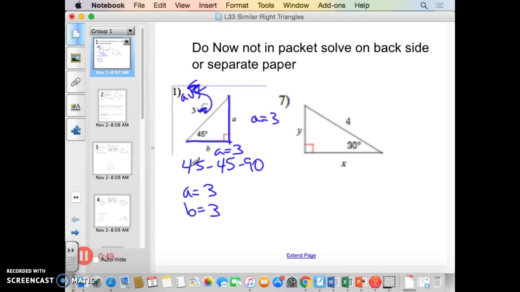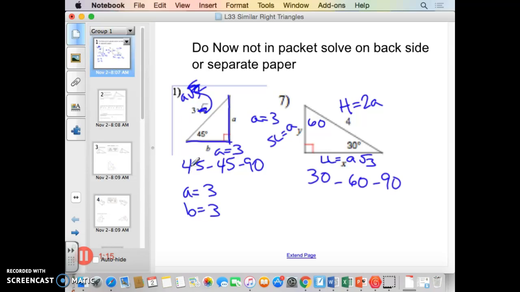All right, here we've got a 30, 60, 90 right triangle. So I'm going to label this. This over here is my short leg, which is equal to A. This is my hypotenuse, which is equal to 2 times A. And this is my long leg, which is A times the square root of 3. That's the shortcut.